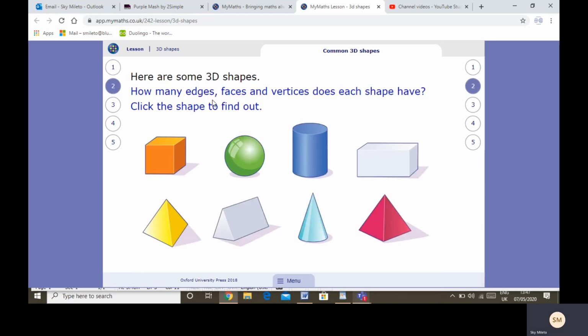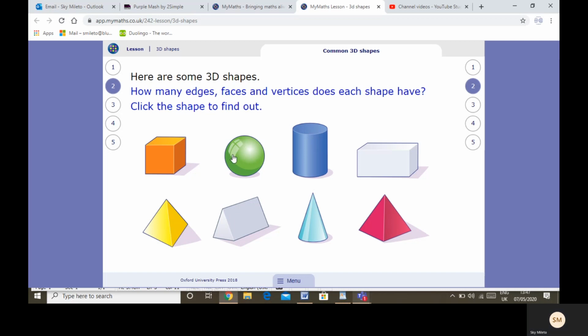Here are some 3D shapes. How many edges, faces, and vertices does each shape have? Now, we looked at this yesterday, but we're going to go through it again. If you want, you can pause it, go on to your own lesson and try it yourself, or you can just pause the video and have a look and do it on the screen. Let's go through it together.